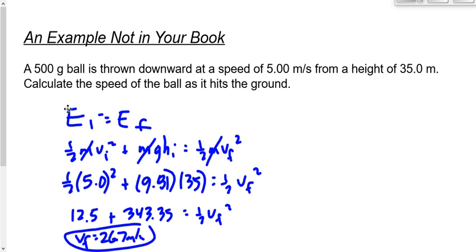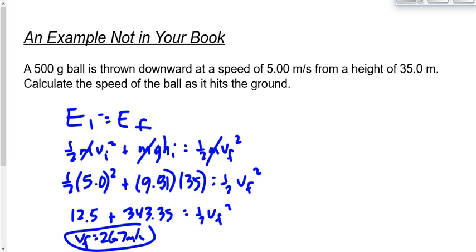Yeah? I tried doing it where I took half the mass from that side. Half the mass from the final. I'm not sure what you mean there.